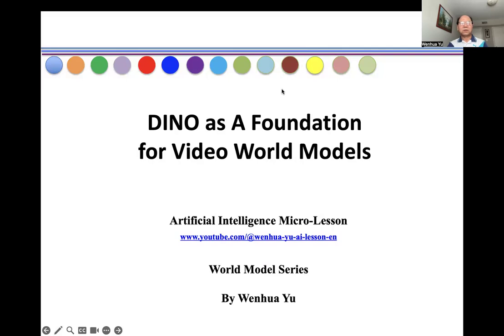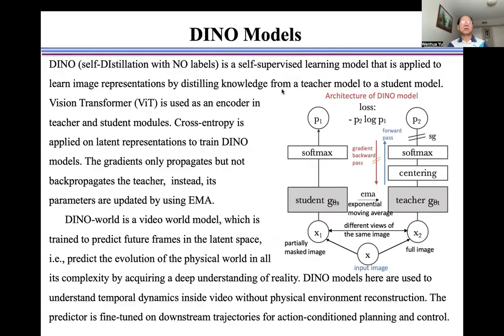In this video, I introduce DINO as a foundation for video world models. DINO is a self-supervised learning model that is applied to learn image representations by distilling knowledge from a teacher model to a student model, as shown here. This is a student model and this is a teacher model.